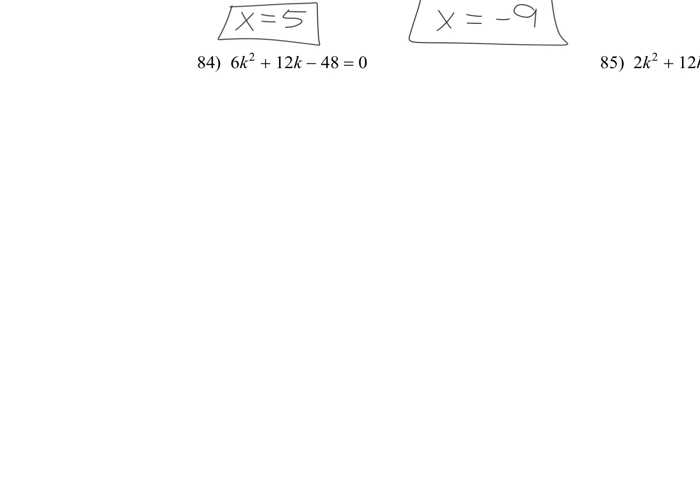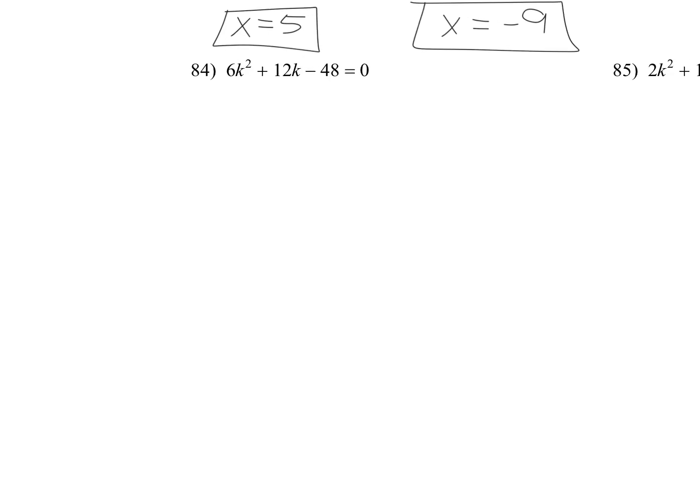Because we remember when completing the square, we don't want an A value. We want to get rid of that first. So how do I get rid of that A value? Divide everything by 6. Now, even though the right side is 0, we're still dividing everything by 6. So we're even dividing that 0 by 6, because with completing the square, we don't want a leading coefficient. So if I divide everything by 6, I'm left with k squared plus 2k minus 8 equals 0.